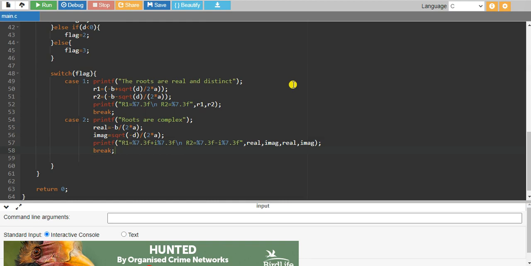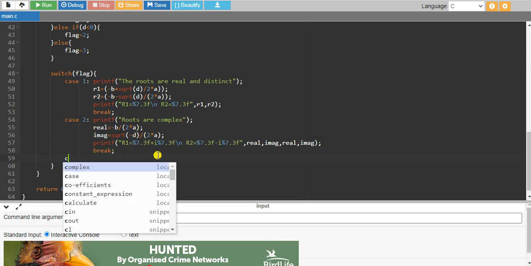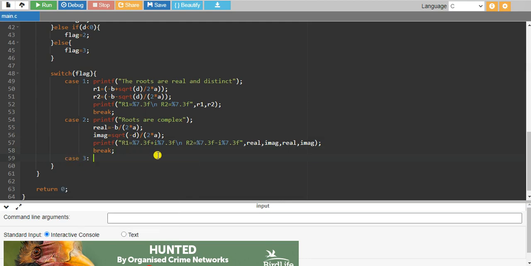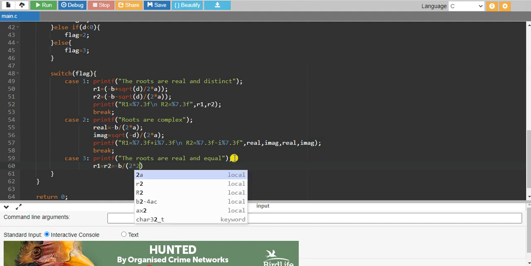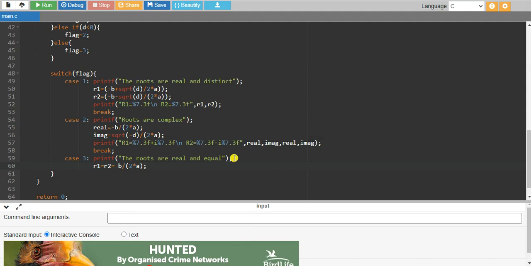Then the next case is case equal to 3. Then printf the roots are real and equal. Then calculate them, that is r1 equal to r2, that is equal to minus b divided by 2 into a. Then print them.